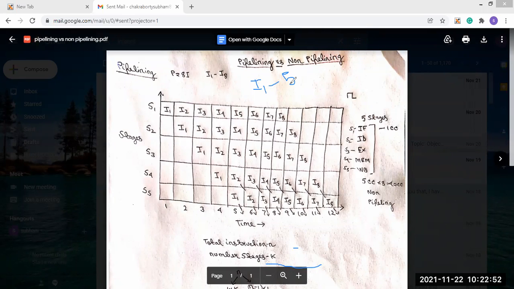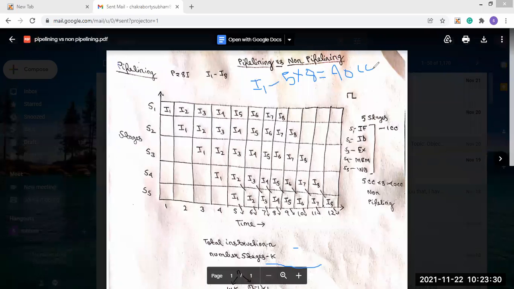To execute the total, how many clock cycles will be required? If each instruction requires 5 clock cycles to execute, that means 8 instructions will be executed with how many clock cycles? 5 into 8, that means a total of 40 clock cycles is required. So 40 clock cycles to perform the execution of this total program.